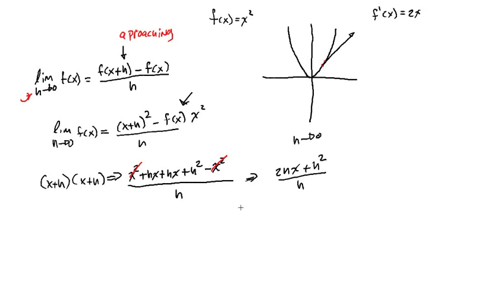So we could write something like the limit as h approaches 0 of 2hx plus h squared all over h. And then we could kind of draw something like this to symbolize that h is going to 0. And what are we left with? We are left with f prime of x equals 2x. And this is how we calculate and prove the derivative of a function.